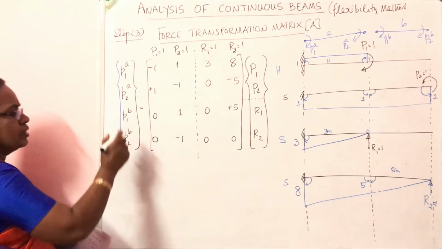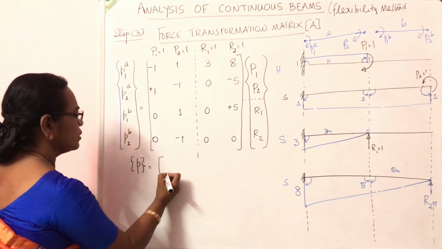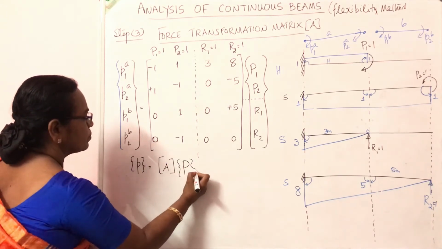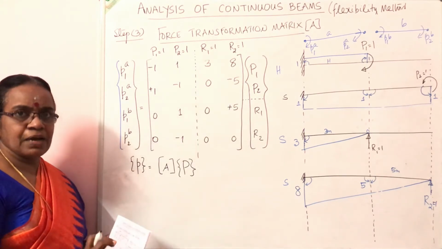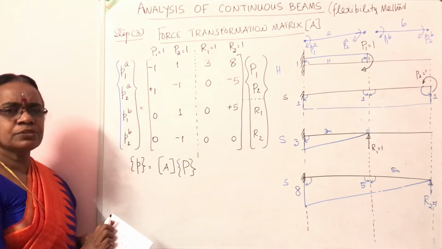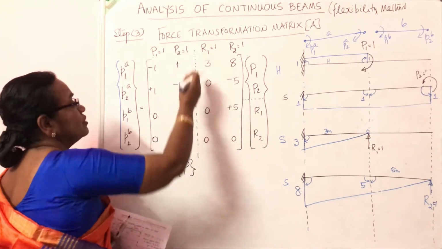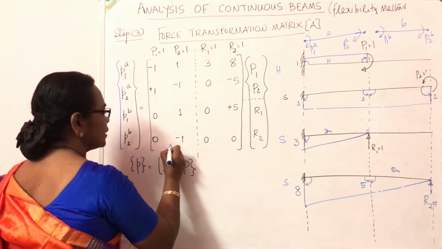So we got small p is equal to A into capital P. This is the force transformation matrix. Now, I have made a division in this force transformation matrix like this. These two are due to the external load.